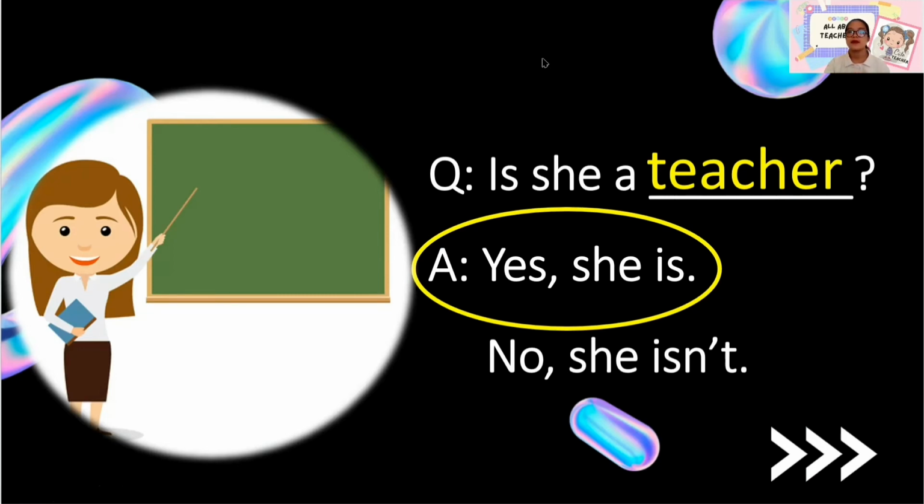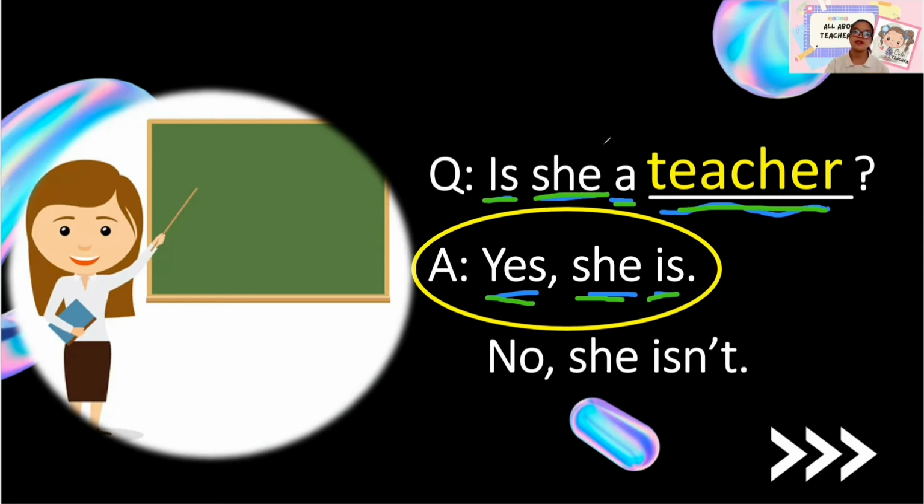Okay, so let's read the question slowly and properly and also the answer. Let's begin here. Is she a teacher? Perfect. And what will be the answer? Yes, she is. Very good. Now, I want you guys to say it by yourself. Let's begin here. Very good. And the answer is?